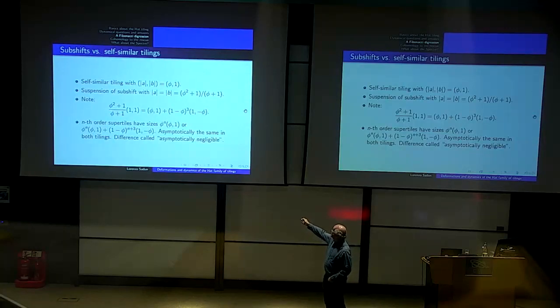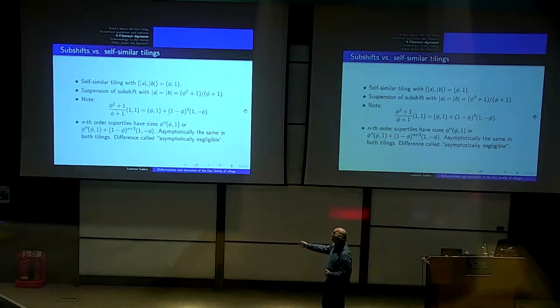And it happens that if you take phi squared plus 1 over phi plus 1 times (1, 1), that is phi (1, 1) plus this multiple of (1, 1 minus phi). If you ask how big are the super tiles, you just hit it on the right with the substitution matrix. So in one case, you have phi 1 and you just multiply by phi to the n. In the other case, you have phi 1 that you multiply by phi to the n, and this other piece that you multiply by 1 minus phi to the n. And 1 minus phi is negative 0.6 something. It's less than 1. You take powers of that and things shrink.